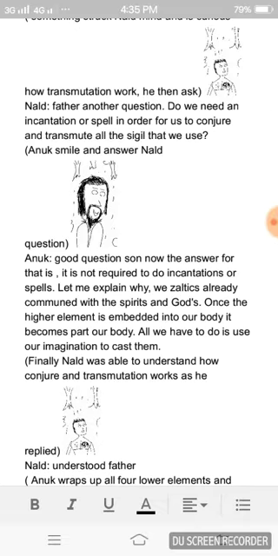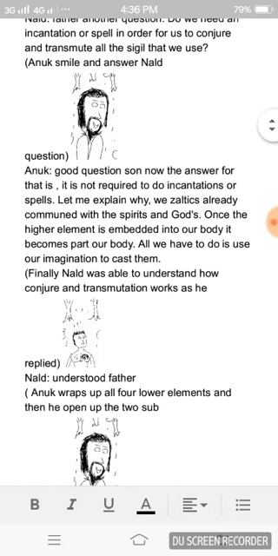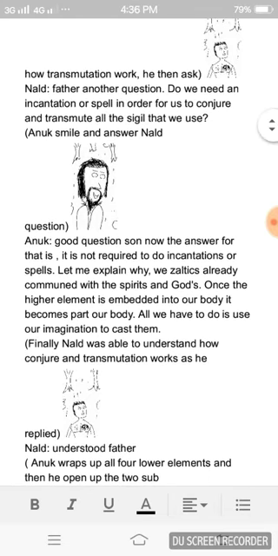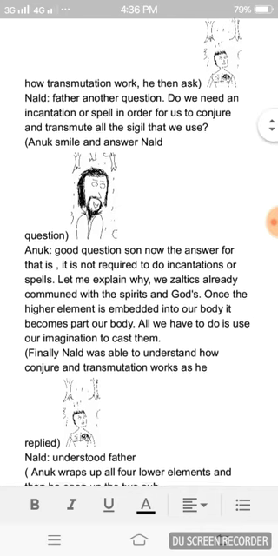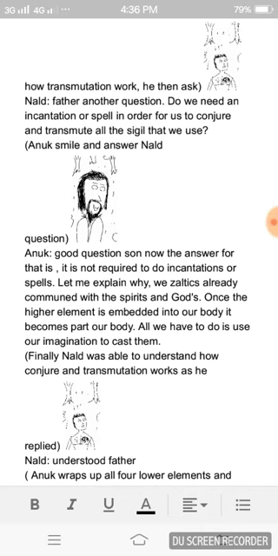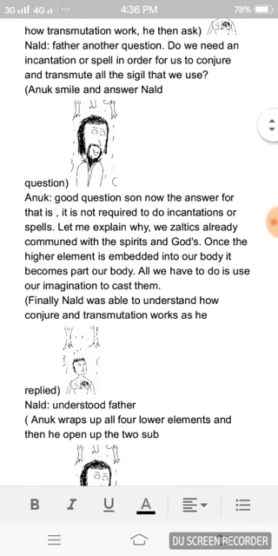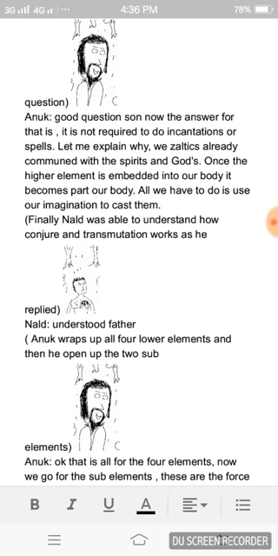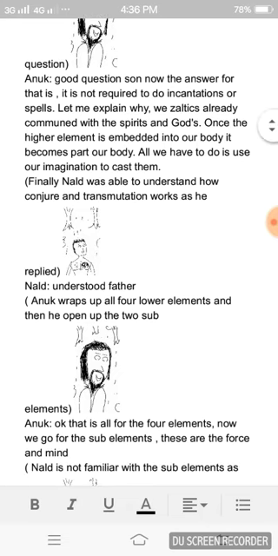Now the answer for that is, it is not required to do incantations or spells. Let me explain why. We Xaltics already communed with the spirit and gods. Once the higher element is embedded into our body, it becomes part of our body. All we have to do is to use our imagination to cast them. Finally, Nald was able to understand how conjure and transmutation work, as he replied, "Understood, Father."